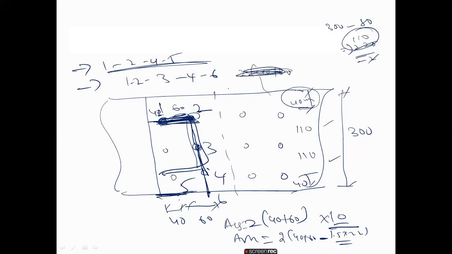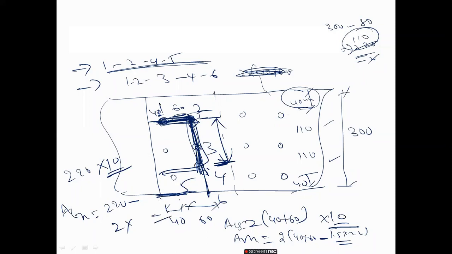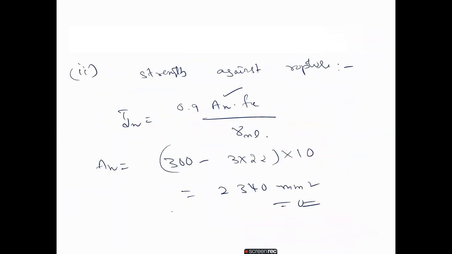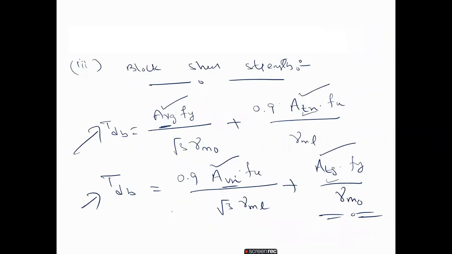If you take this tension area, what happens? The distance from 2 to 4 is 220, into thickness. That is the Atg value. And the Atn value is 220 minus 2 into the hole diameter. So like this we will calculate. Again, I will write clearly here for your better understanding.